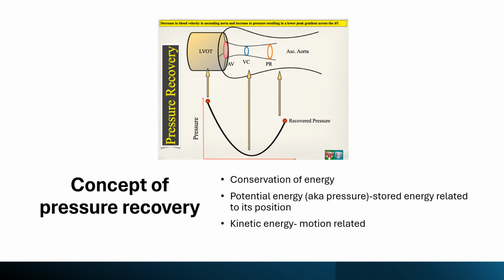Here's an example in regards to echocardiography. For example, in the stenotic aortic valve, when the blood passes the tight orifice, the kinetic energy or the velocity decreases. However, this energy gets converted into the potential energy, and after passing the area of obstruction or tight aortic valve, the potential energy goes back and reverts into kinetic energy, and the pressure recovers.